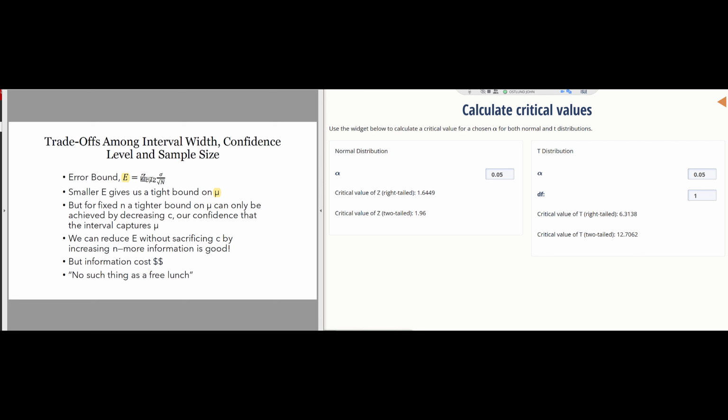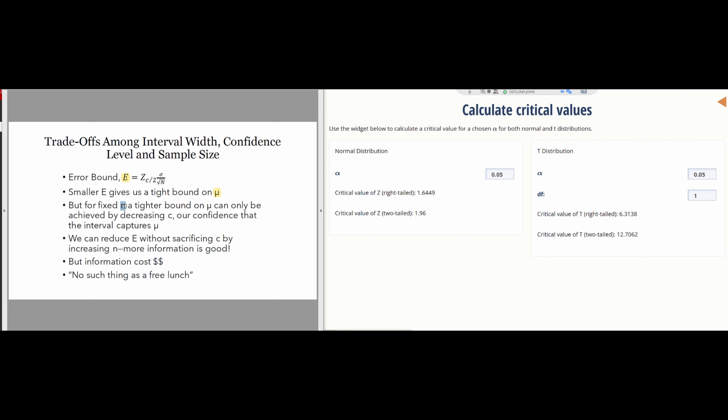Now, in this equation for computing our error bound, if we want to make that error bound smaller, there are only two possible things we can adjust. We can adjust the z-score, the confidence level, or we can adjust n, the sample size. Since sigma is the standard deviation of the population, that's just a number that can't be changed. We want to try to measure it accurately, but it's not a number that we can change.